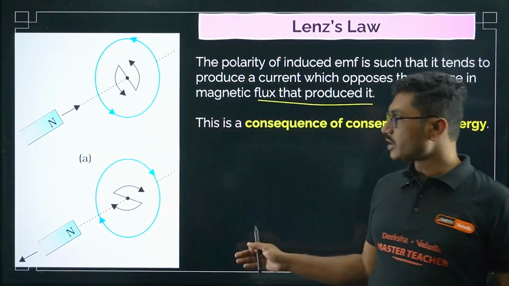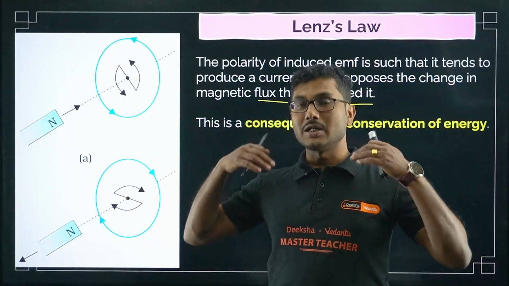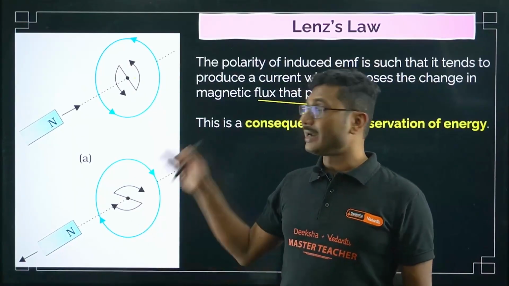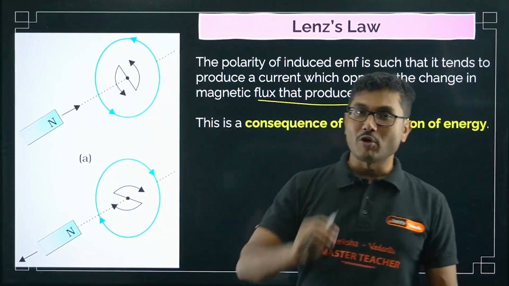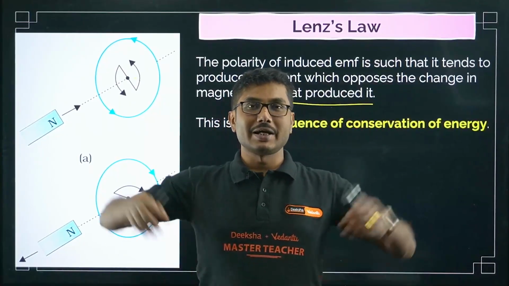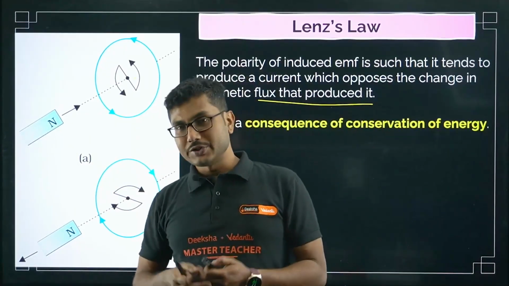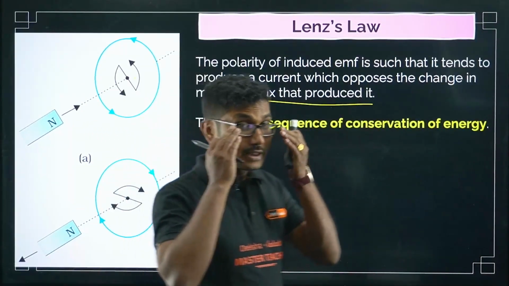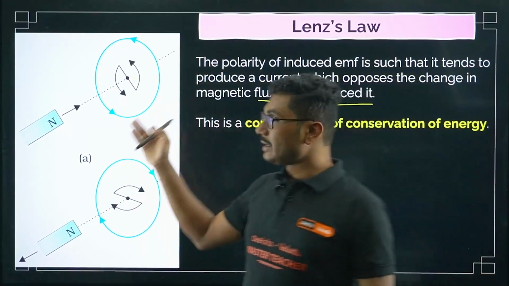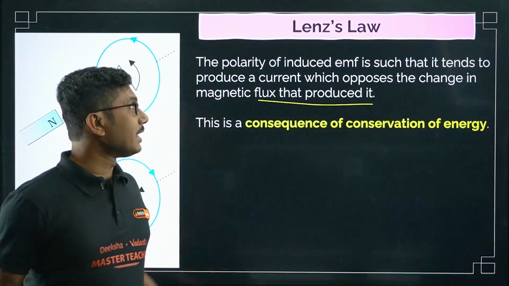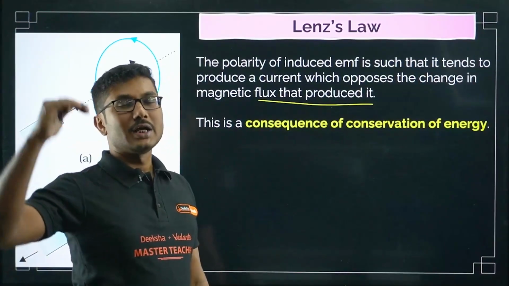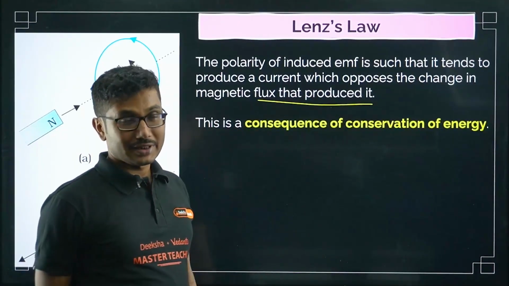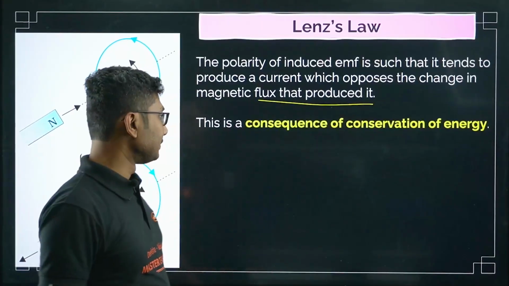If you just push the magnet, and it continues to produce current, that means you apply a very small amount of energy, but in return you are getting a huge amount of energy, which is obviously not possible by the conservation of energy. Energy cannot be created or destroyed, so conservation of energy has to be obeyed. So Lenz's law basically prohibits any excess production of energy.